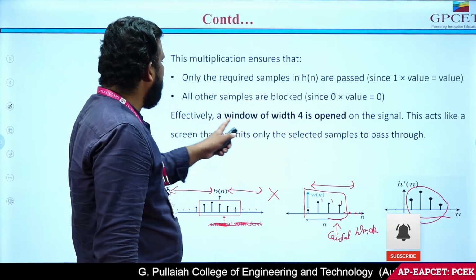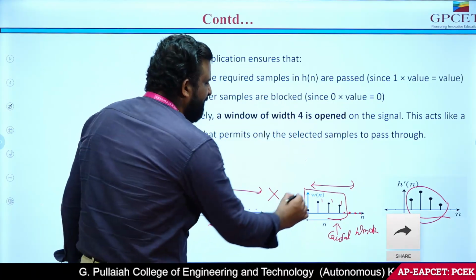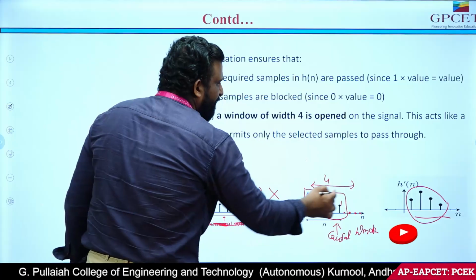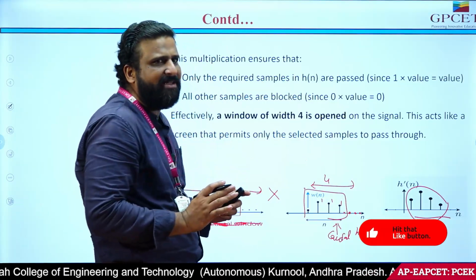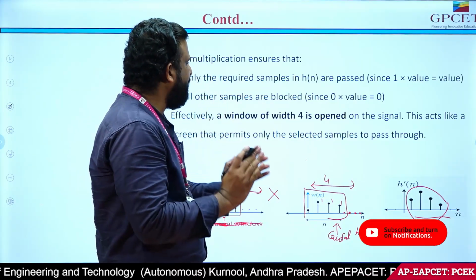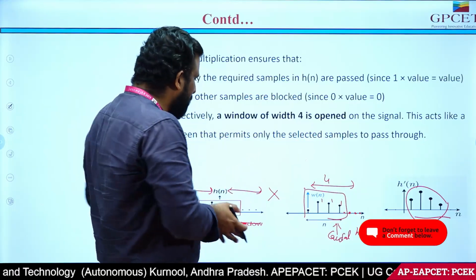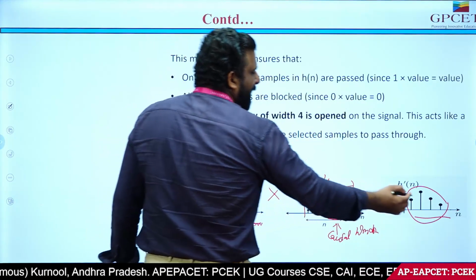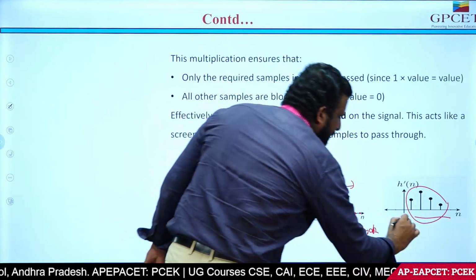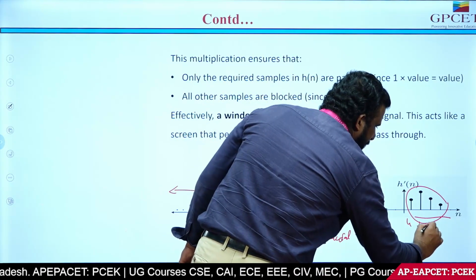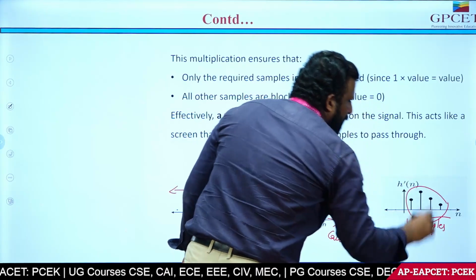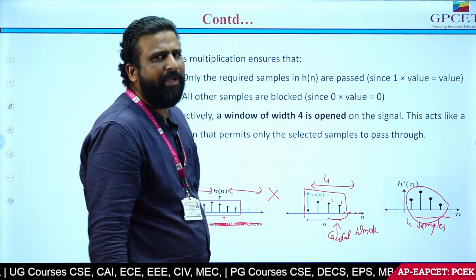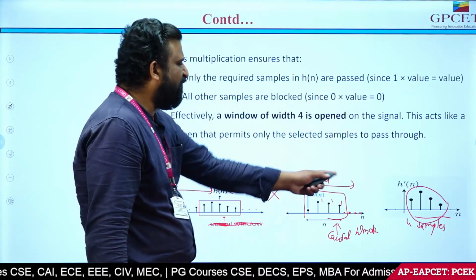Like that, effectively a window of width, how much width is this? 4. A window of width 4 is opened. We have set it like that, so that only 4 samples will be passed through this window, and I am going to get h dash of n with 4 samples. So you got clarity on how we are going to convert the infinite length sequence into a finite length sequence.